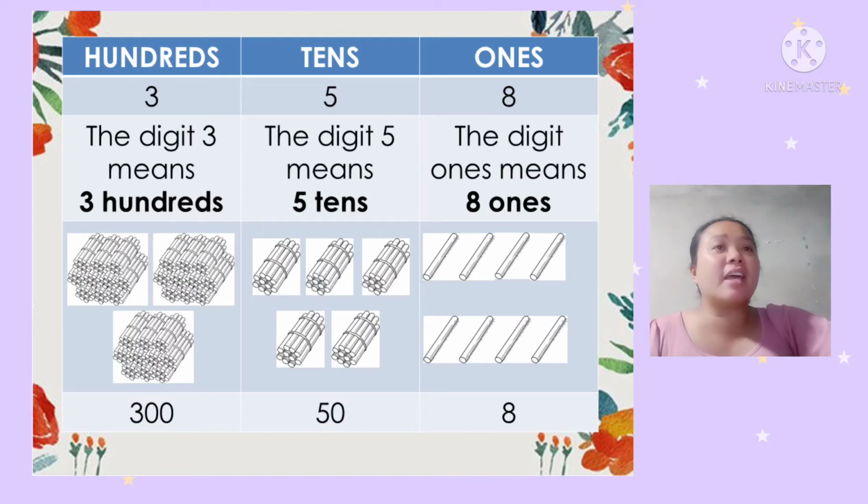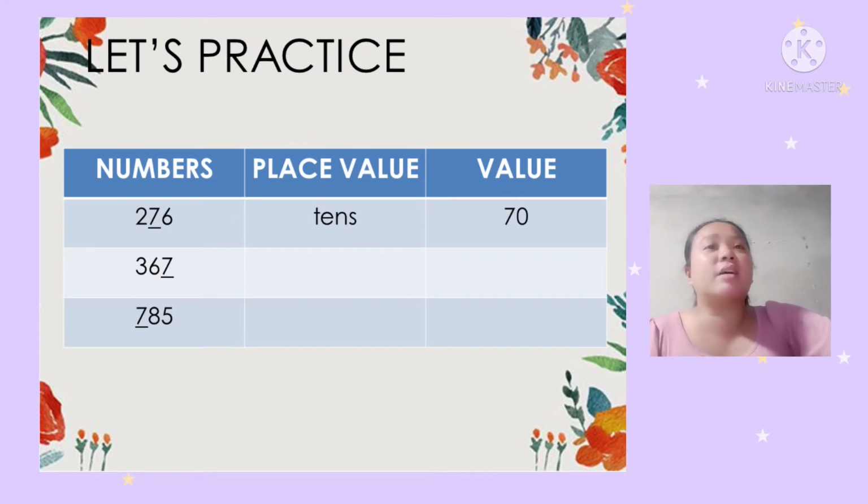This one, the digits 3, 5, 8. The 8 is ones. The second number from the right is tens. And the number 3 will be hundreds. Again, ones, tens, hundreds. Again, number 8 is the ones, number 5 is the tens, and number 3 is the hundreds. Okay, now I have here the place value and the value.